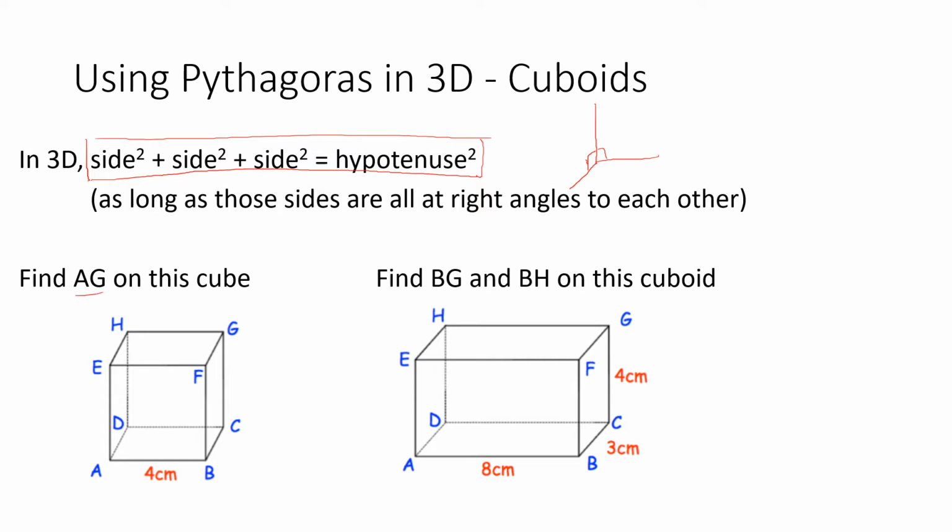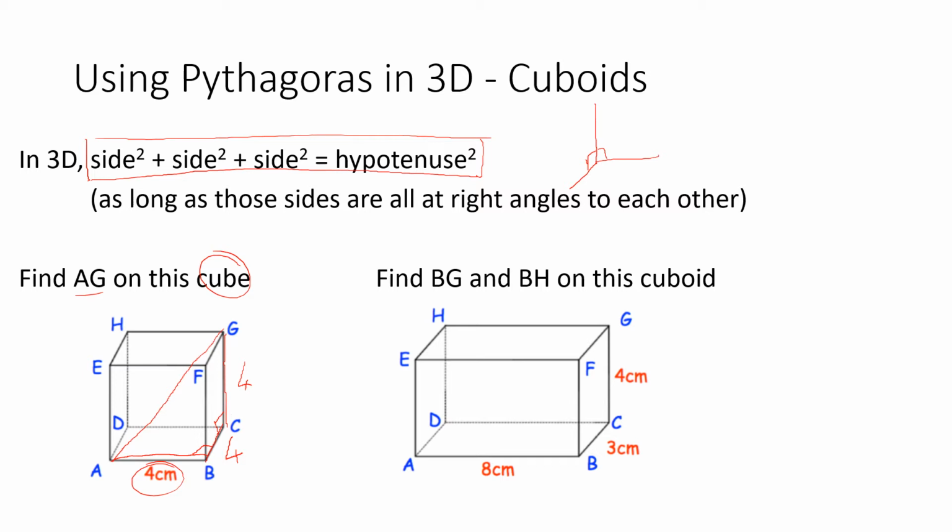We want to find AG, so that's going from A up to G, and if we want to get from A to G, we're going to have to go along here, we're going to have to go across here, and we're going to have to go up here. So our 3 sides, let me try that one more time, there we go. So our 3 sides are from A to B, which is 4, from B to C, which is 4 as well because it's a cube and all the sides are the same, and then from C to G, and all 3 of those sides are at right angles to each other.